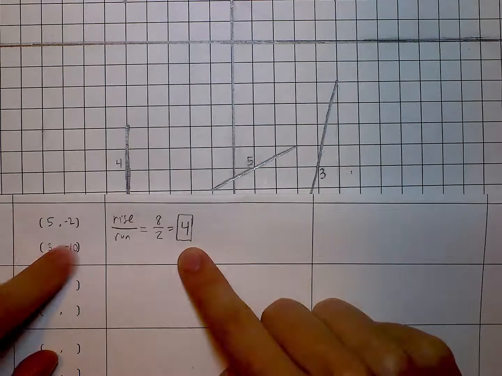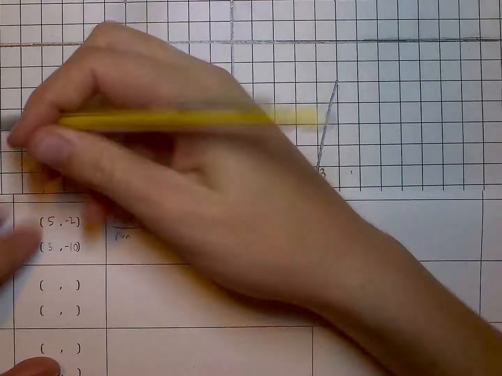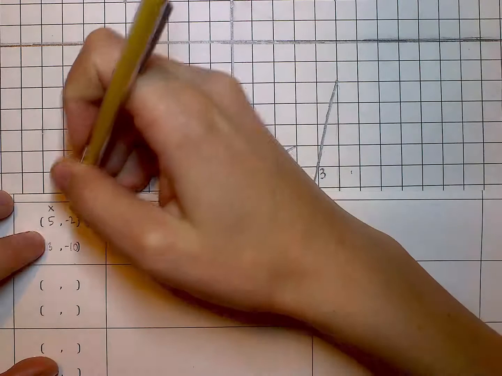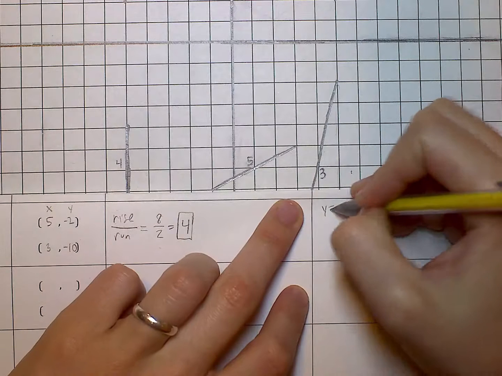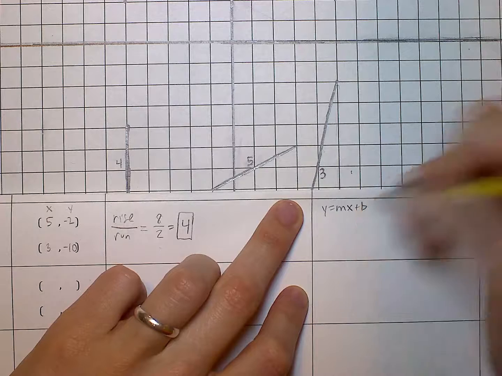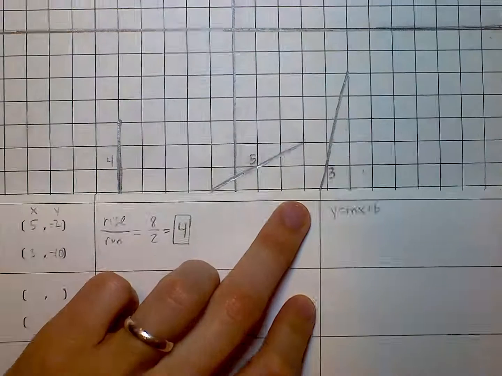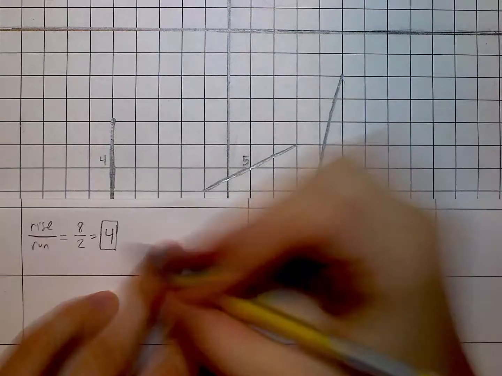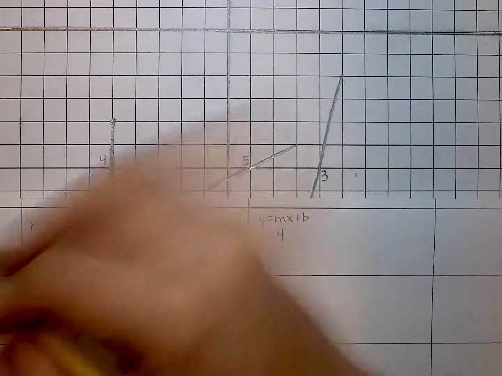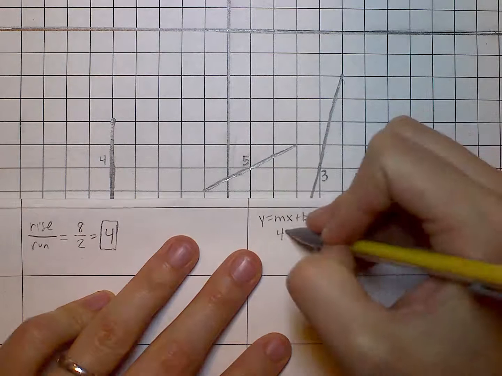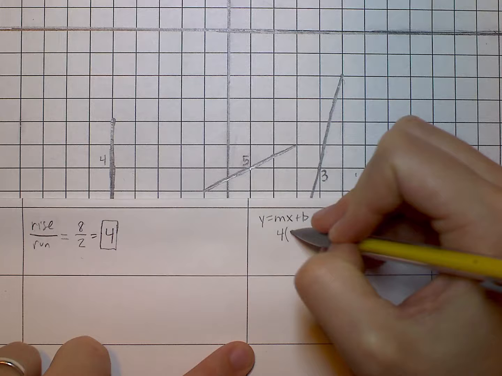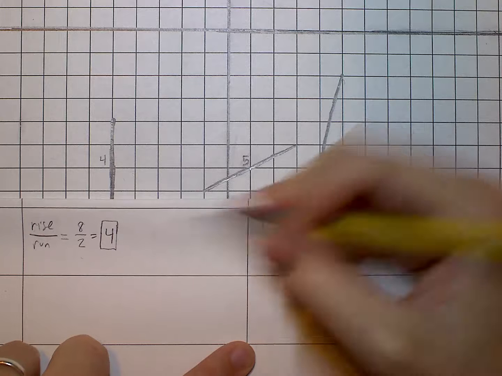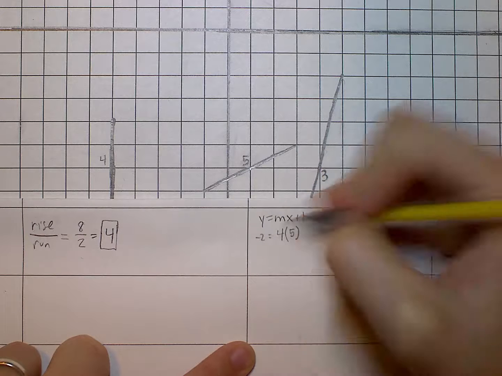Okay, and I have points. So I have an x and a y, right? So when I have y equals mx plus b, I'm going to have to squeeze it in a little bit. So m is 4. And then I'm just going to use this first point, 5, negative 2. So x is 5, and y is negative 2, and this plus b.